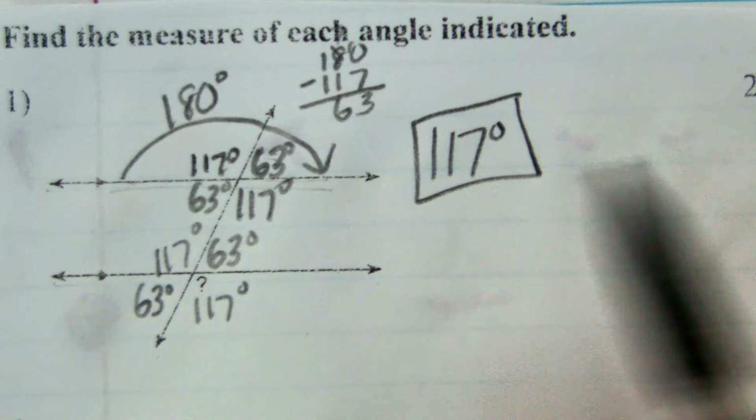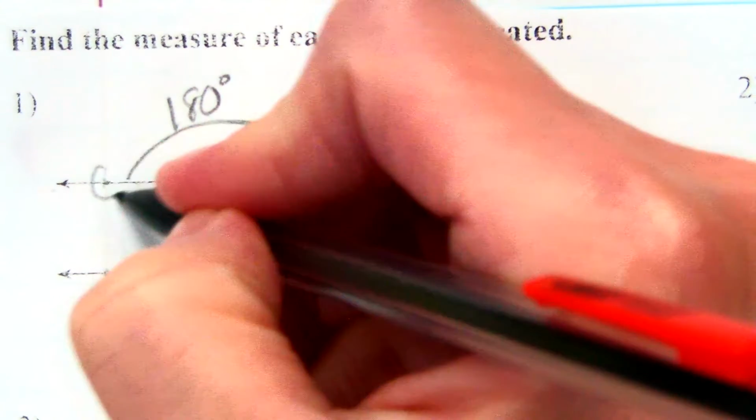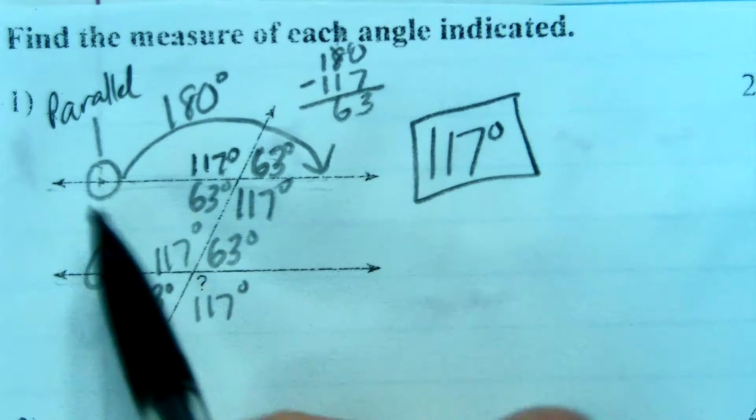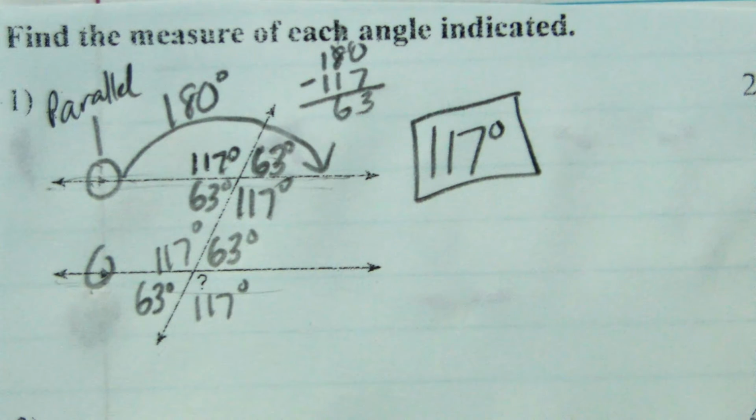And they don't tell us in the directions that these are parallel, but they have these little arrows right here and right here. That means that they are parallel. It's a special symbol they put on the lines. They put a little arrowhead in the middle of the lines, and then you know that those are parallel.